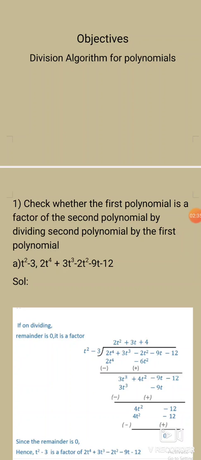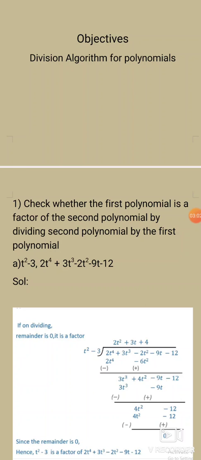Then after that, first step, we need to subtract. So for easy calculation, we change the sign and add it. Now first term we can cancel, it becomes 0. Then next 3t cube minus 2t square plus 6t square becomes what? 4t square minus 9t minus 12.